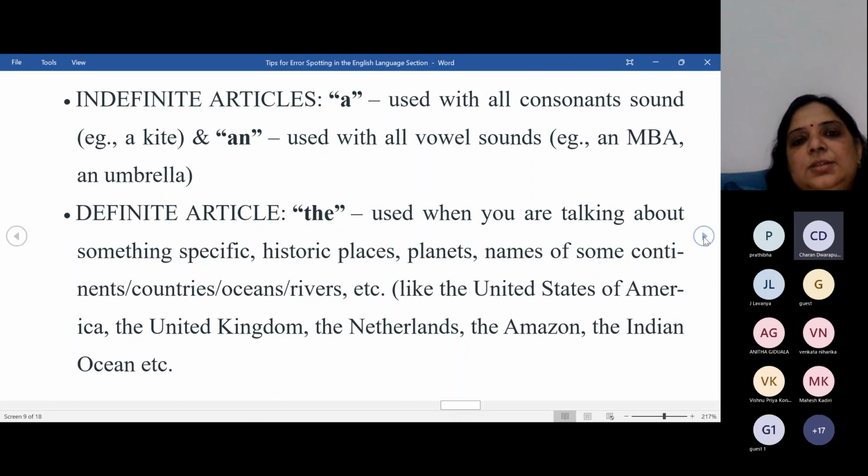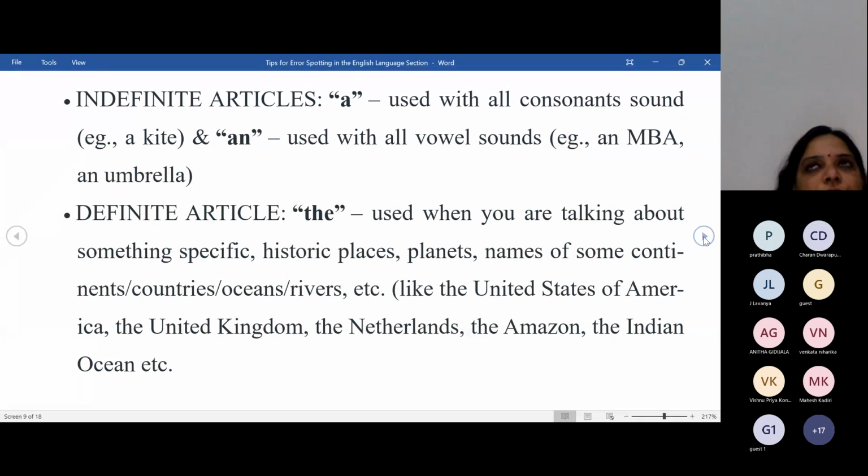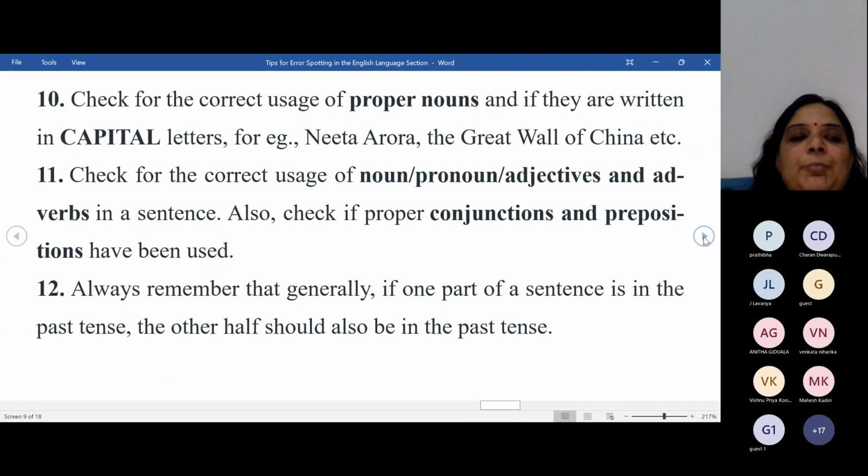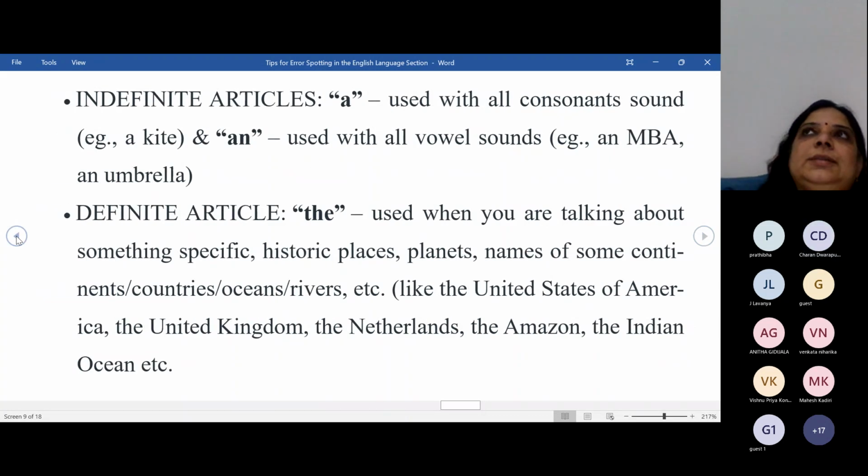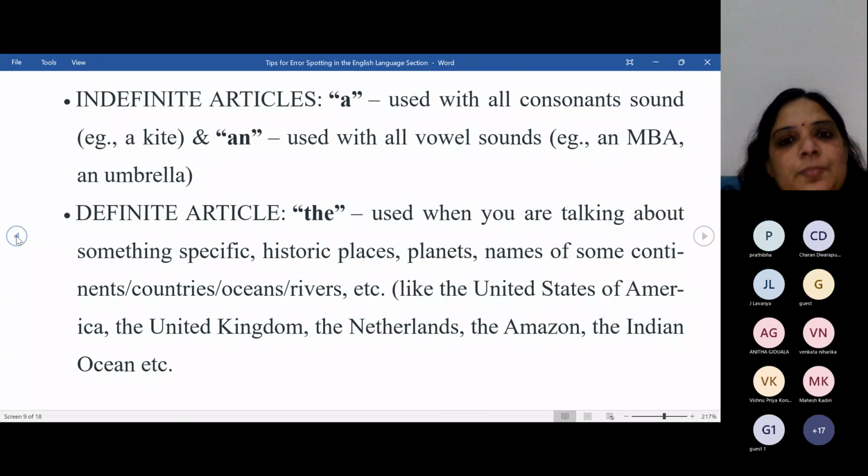So definite articles, again, as I said, the is not only used for historic places, it is used for superlative adjectives also. When I was going through your papers, I noticed this. For example, Burj Khalifa is the tallest building in Dubai, okay? So it's a singular building. But when you say the Burj Khalifa is one of the tallest buildings, because it is one among many, then it will become plural, okay?